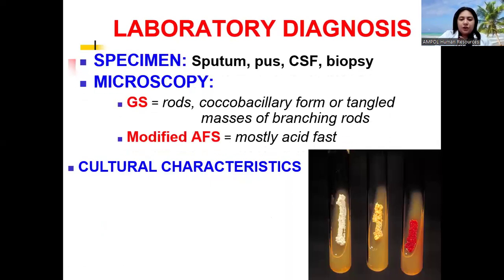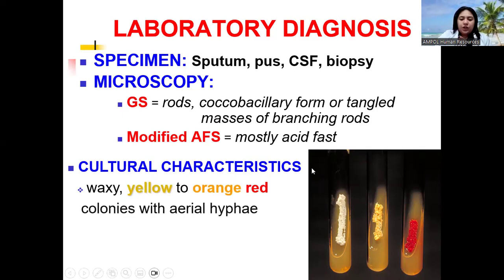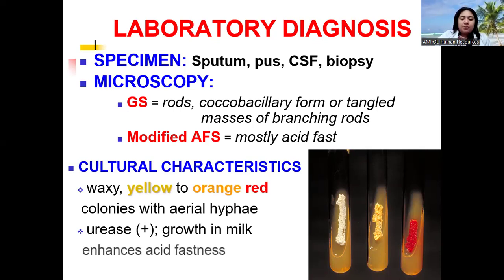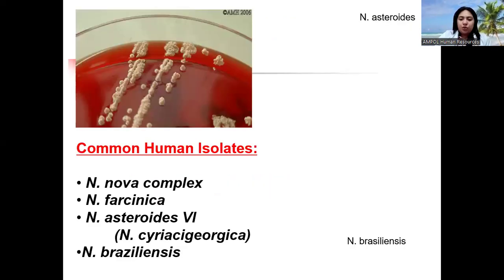For laboratory diagnosis of Nocardia, the specimen may be sputum, because it causes lobar pneumonia, as well as pus, CSF, and biopsy. On gram stain, they are branching rods, and they are modified acid-fast stain positive. In culture media, they form yellow to orange colonies with aerial hyphae. It looks like a fungus because it has aerial hyphae, but it is bacteria. It is urease positive. Growth in milk enhances acid-fastness, so milk agar is used for Nocardia.